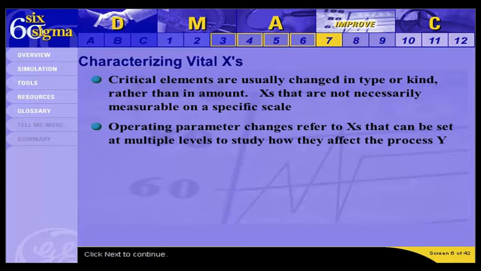Operating parameters tend to be changed in amount rather than replacing an element with another. These are X's that can be set at multiple levels to study how they affect the process Y. Some examples include the speed at which bills are sent through a processing line, pressure applied by a machine stamping out credit cards, or the amount of memory available to a specific application. Operating parameters call for a mathematical model which helps you find the optimal setting for the vital X's to address the CTQs. Click Next to continue.